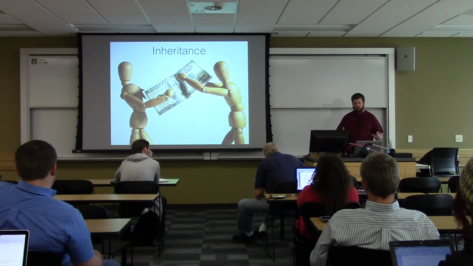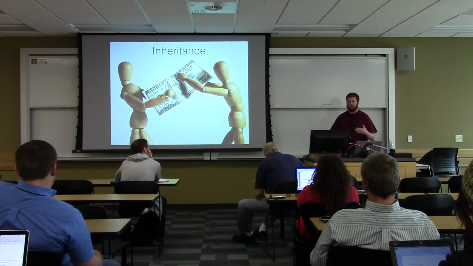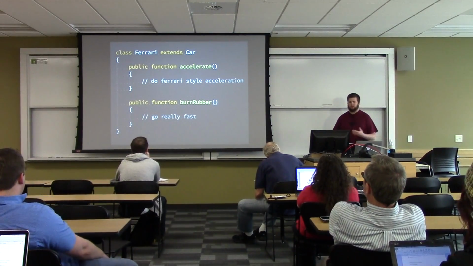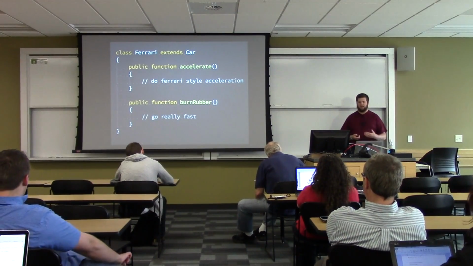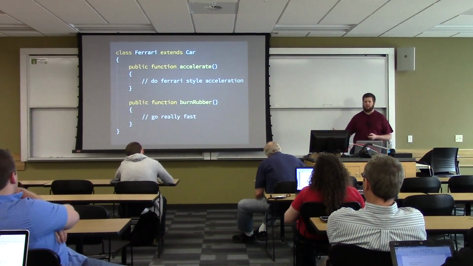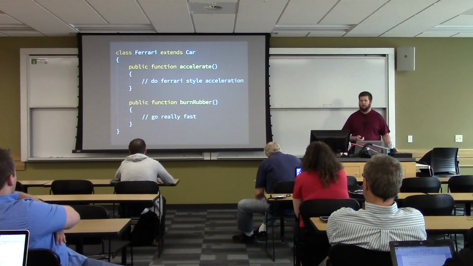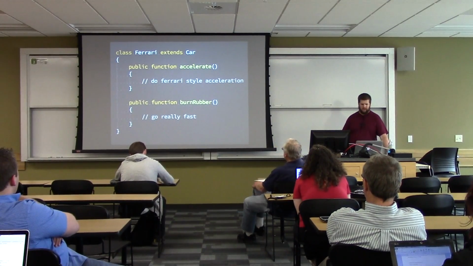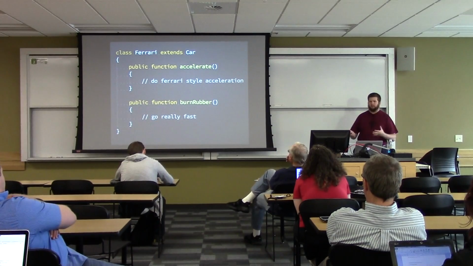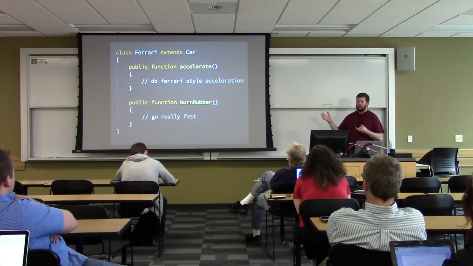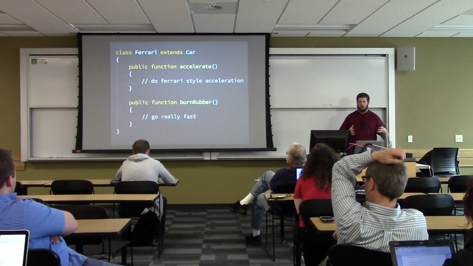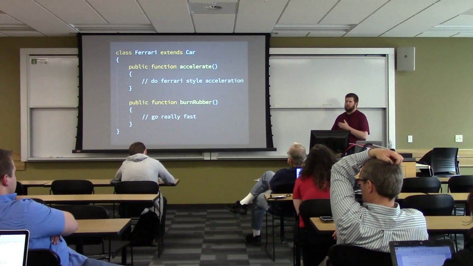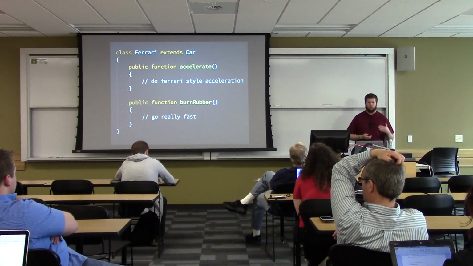So let's get more specific with our car. We had our generic car that we can pass in our engine and our number of doors. But we can have more specific things. So we can say, all right, class Ferrari extends Car, and then we want to override the accelerate method to make it accelerate like a Ferrari instead of a generic car. And we also want to add in new functionality, burn rubber, right? We want to go really, really fast. So we can put all of this in the Ferrari. And when we build a Ferrari, it will have all the stuff that the car has, at least as far as the public and the protected stuff, plus all of the stuff that we define in the Ferrari. It won't have any of the private stuff.